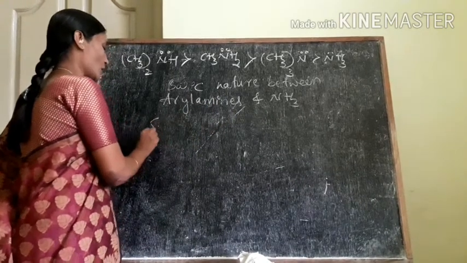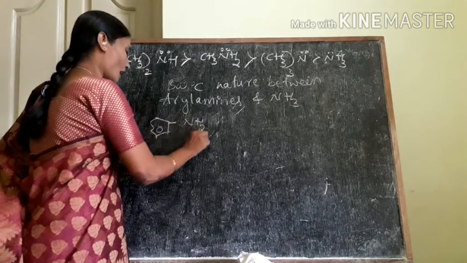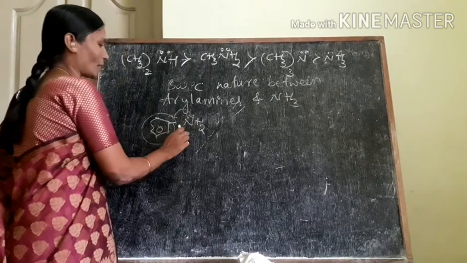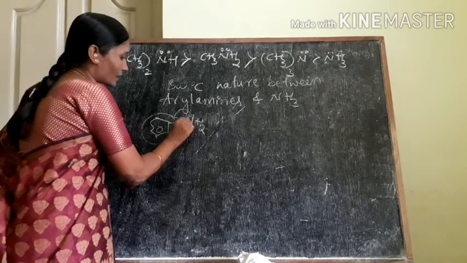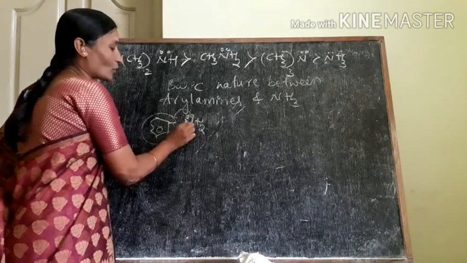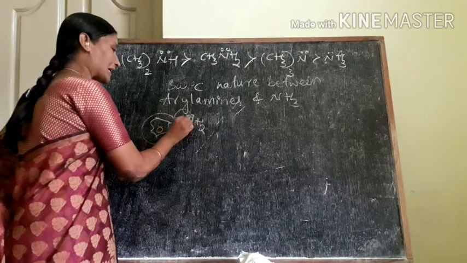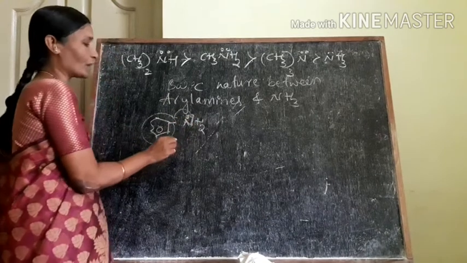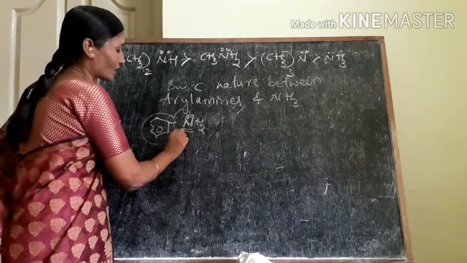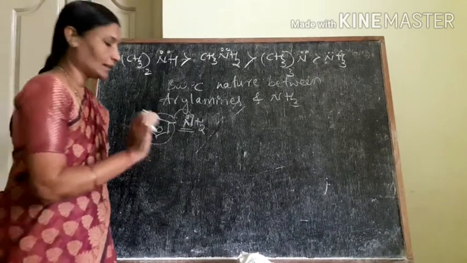Why? This is because aryl means it contains a benzene ring. That benzene ring acts as an electron withdrawing group. It withdraws electrons from nitrogen. Hence it is less effective at accepting a proton. More proton accepting character of nitrogen indicates more basic; the protonation character is less compared to ammonia, or you can say alkyl amines.